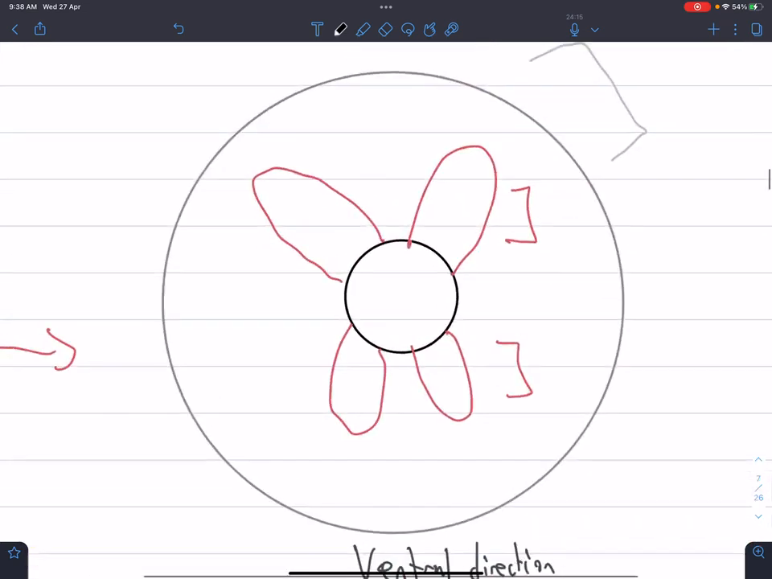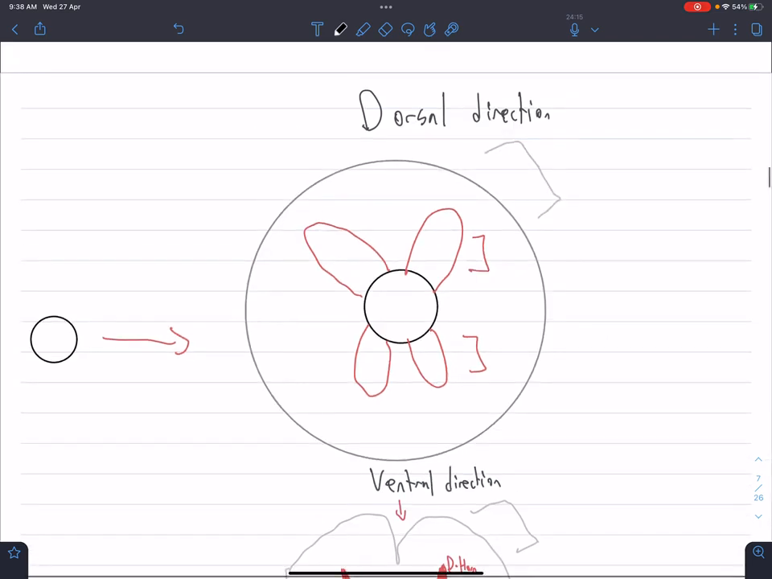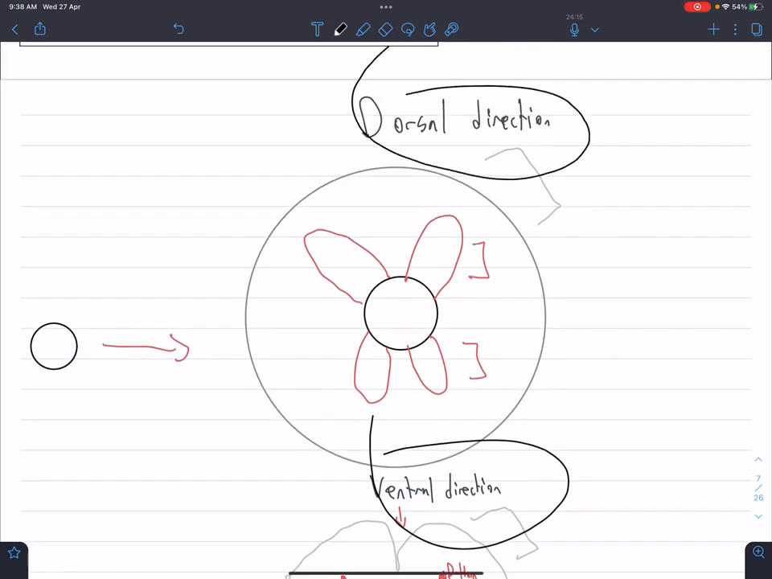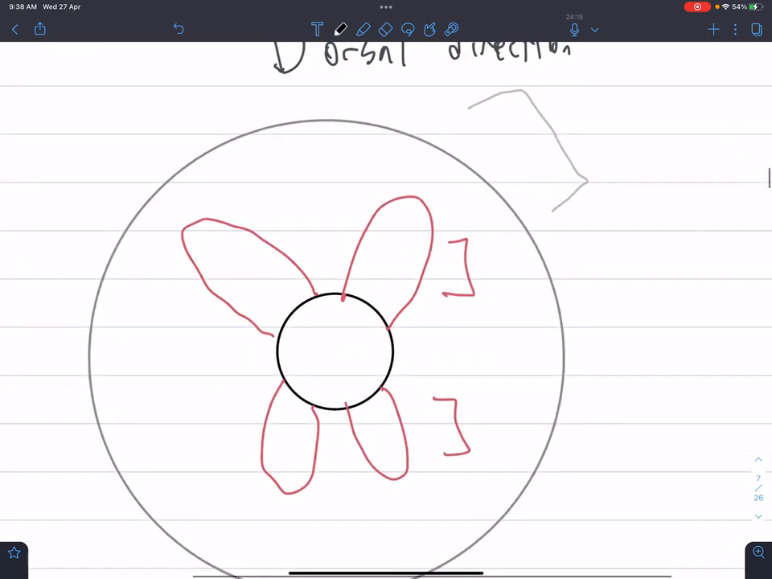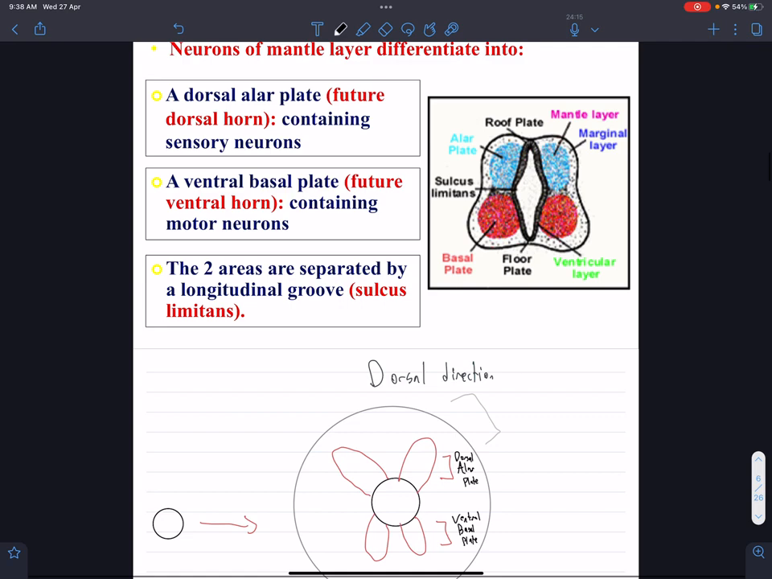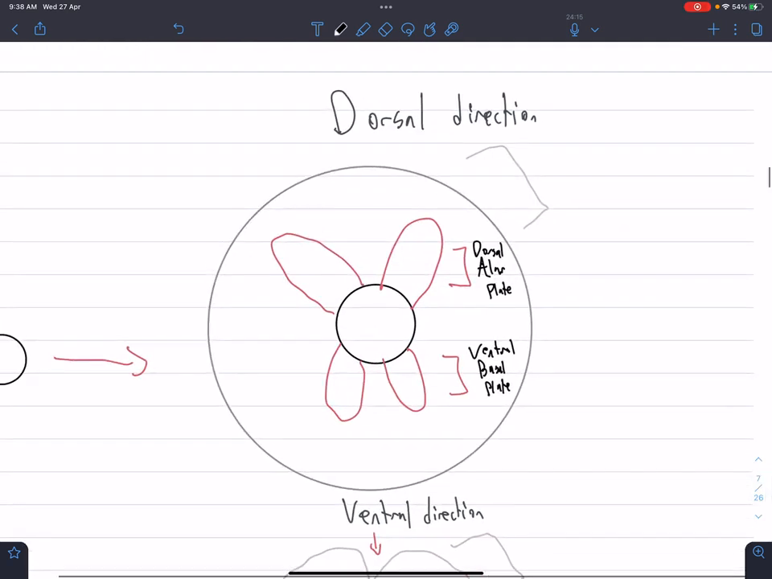It's going to form these bunny ears, as you can see. Now we give these bunny ears a name. We're going to call them plates, all right? Now just remember, this is the ventral direction and this is the dorsal direction, so you don't get confused. The bunny ears dorsally we're going to call the dorsal alar plate. And the bunny ears on the ventral side we're going to call the ventral basal plate, as is mentioned right here. All right? So you're going to have two plates.